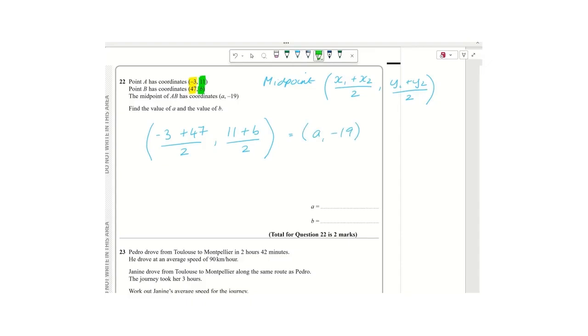So if we look at the x parts first, so let's just look at what's going on in x. We've got this has to equal this. So in other words, a is simply whatever you get when you do -3 plus 47 all divided by 2. And if you pop that into your calculator, you will discover that a is 22.